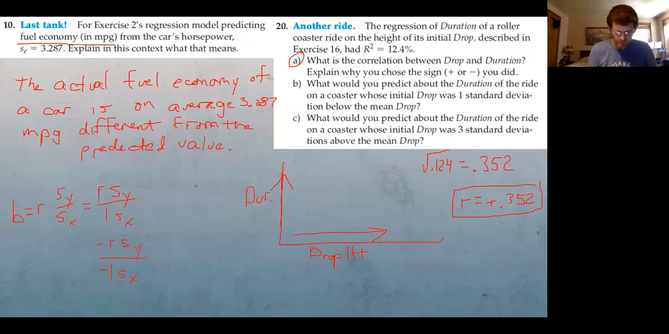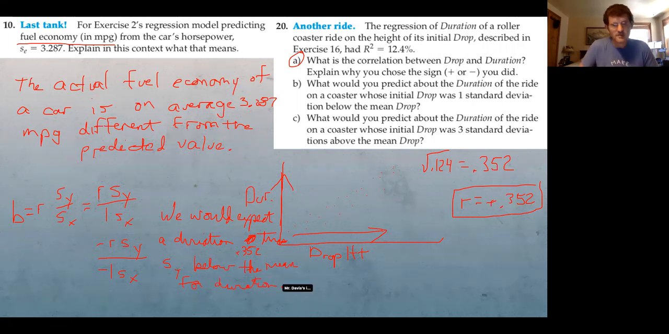So we would expect a duration R times, well, we know R, so I should put 0.352, so 0.352 times the standard deviation of Y below the mean for duration. All right, so is that making sense?